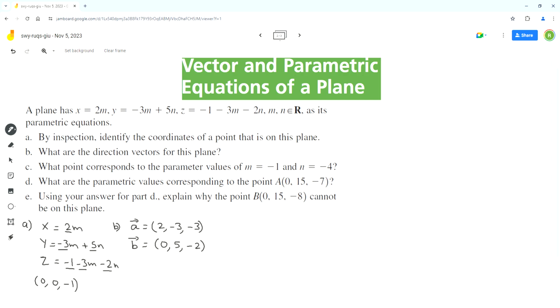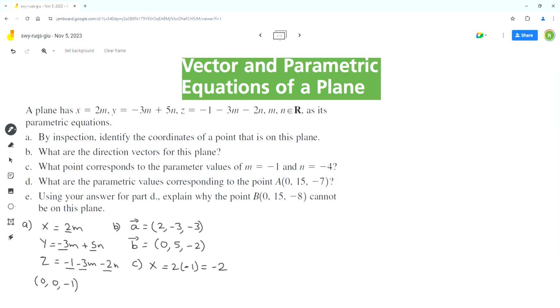Now we can answer part C. What point corresponds to the parameter values m equals negative 1 and n equals negative 4? So we have to sub in these m and n values in the given parametric equations to find the coordinates of the point that corresponds to these parameter values. So let's start with the x equation. The x equation has only the m term, so we'll sub in m as negative 1. I get x equals negative 2.